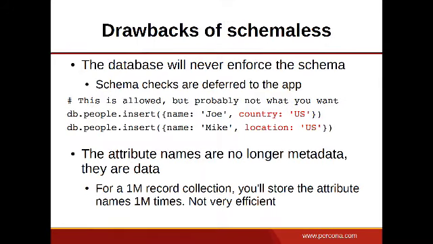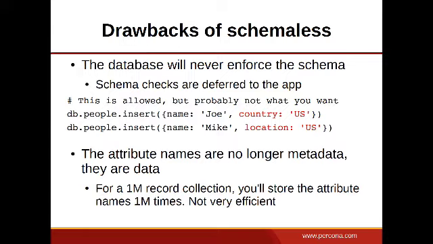However, do we have any drawback of this schemaless design? Well, actually, yes. The first thing is that the database will never enforce the schema, and all these kinds of checks are deferred to the application. If the application doesn't do the checks, you can do stupid things without realizing it. So, for instance, here is an example of something that can happen in MongoDB and will never happen in the relational world. We insert a first document with two fields. The first one is name, and the second one is country.